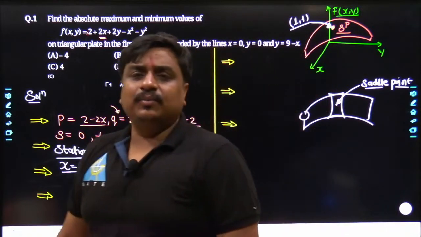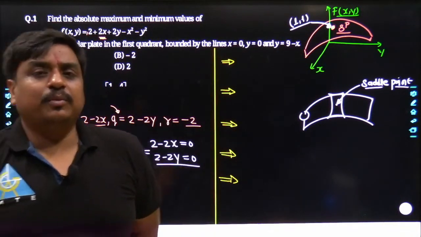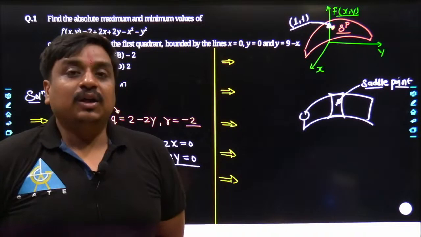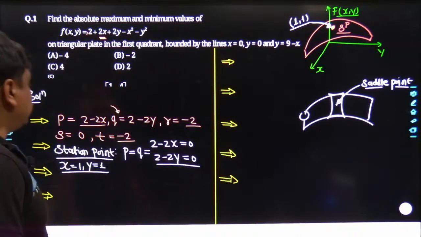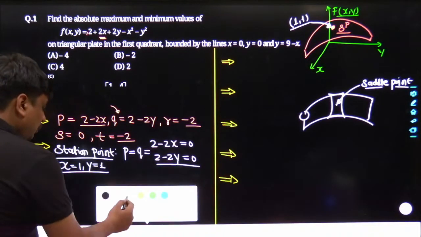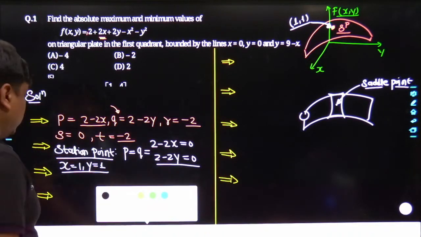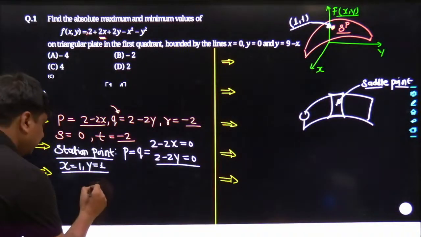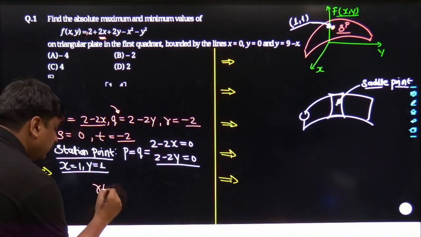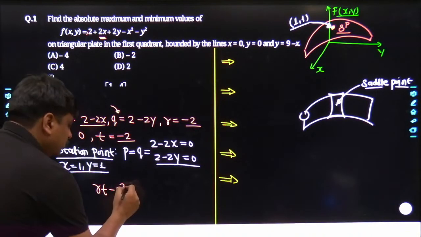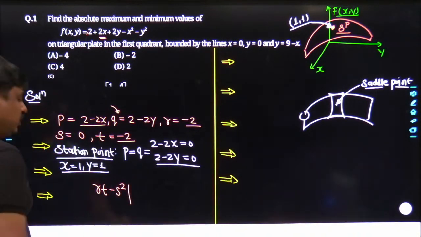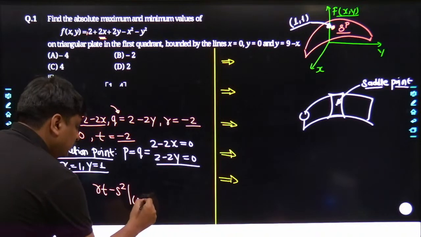Now the next thing comes: this stationary point has been formed because of maxima, minima, in totality extrema, or because of a saddle point. How do we check that? I perform the RT minus S square test. So why don't we write it? RT minus S square test. Where does it have to be performed? It has to be performed over the stationary point. May I know what it is? It's (1, 1).